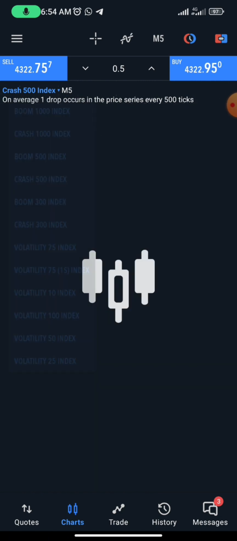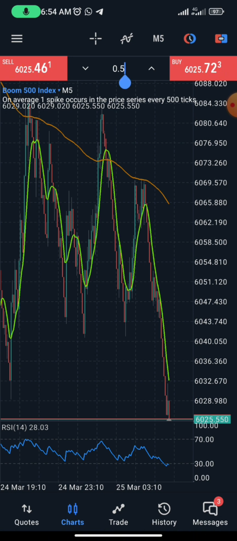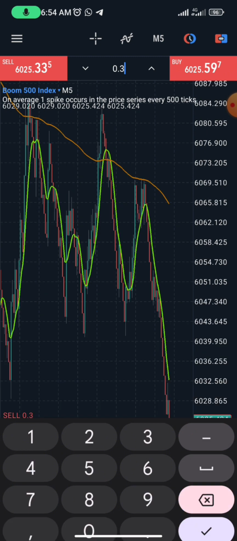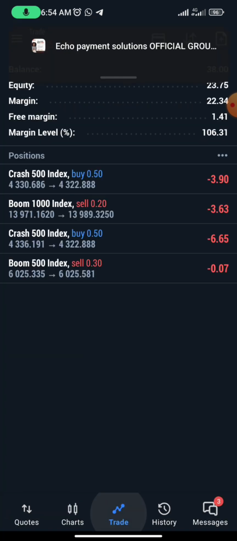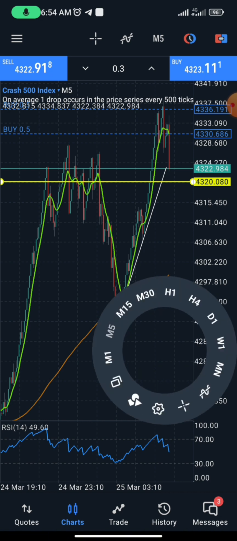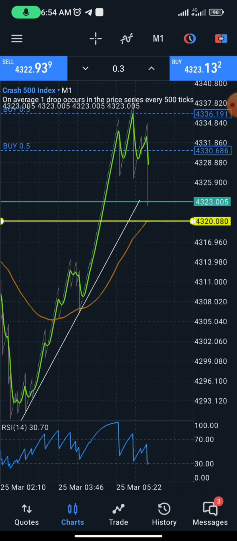I will just go back to this Boom and enter with a smaller size. I cannot enter with this 0.5. Yeah, I cannot enter, so I will use 0.4. Let me see. I will use 0.3. Yes, let me work with this. I don't want to close this particular trade, this Crash trade. I don't want to close it yet. I feel it's going to come up.